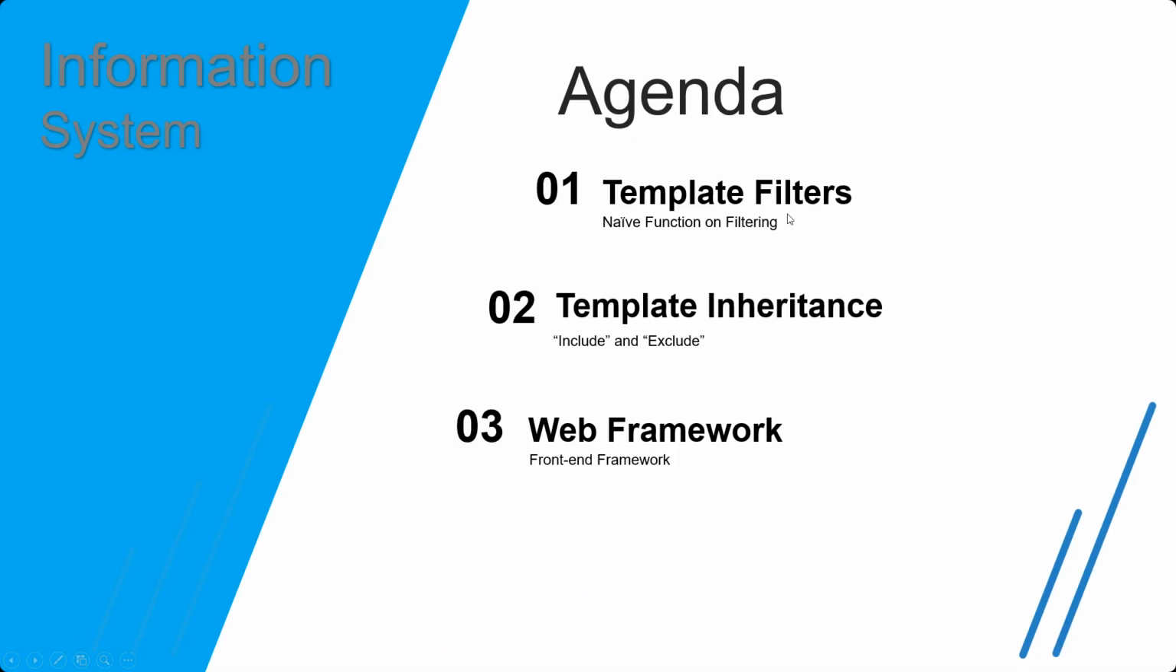There are some other templates that we need to learn, especially when we work with an information system. We want to also include the HTML and some other stuff in our web. There are three things that I'm going to explain. The first is the template filters, and the others are template inheritance and the web framework itself.